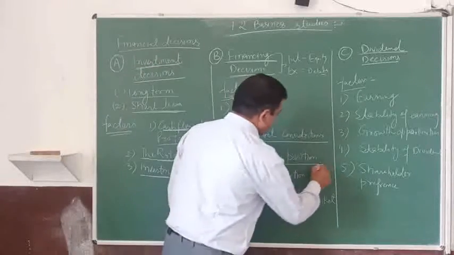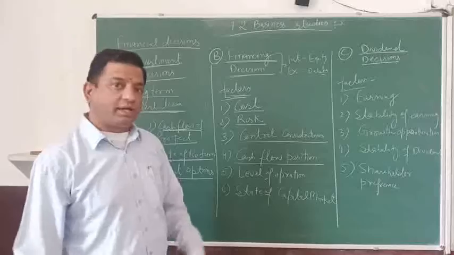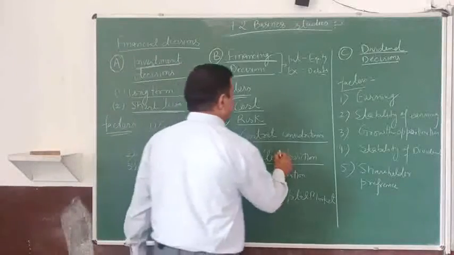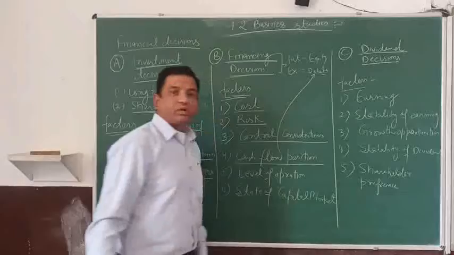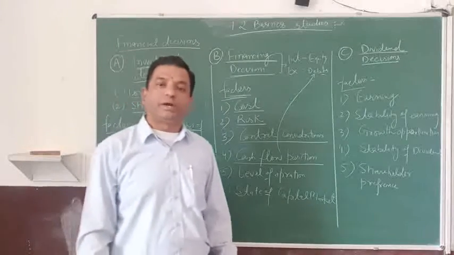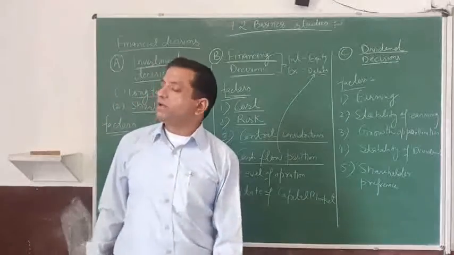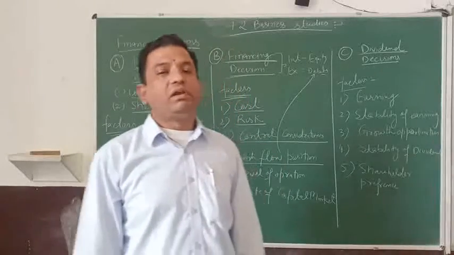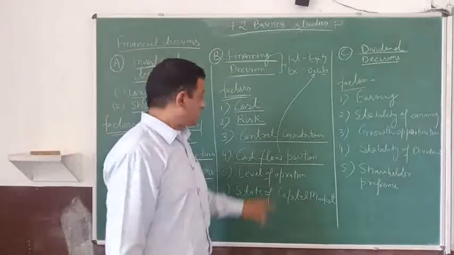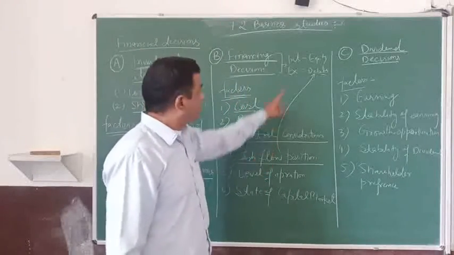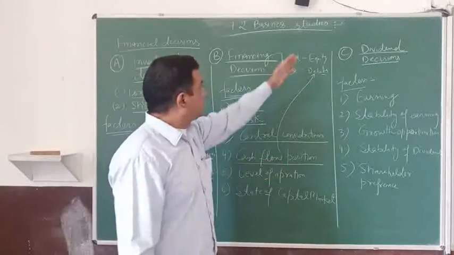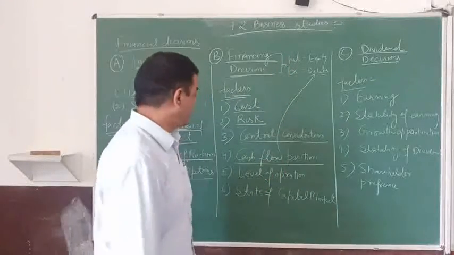Then cash flow position of the company. If the cash flow position of the company is good, then company can go for the debts because debts के ऊपर तो interest आपको देना पड़ेगा. Company cannot escape itself by saying that this year we don't have the profit, so that's why we will not give the interest. So if good cash condition is there, you can prefer the debts. But if the cash position is not good, then company can opt for the equity shares.